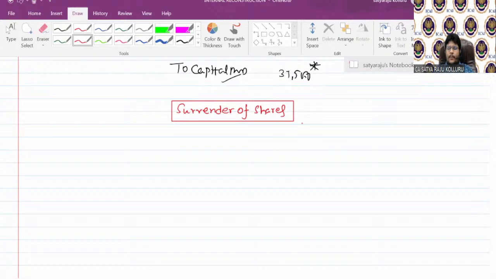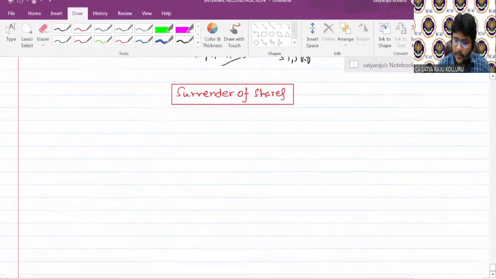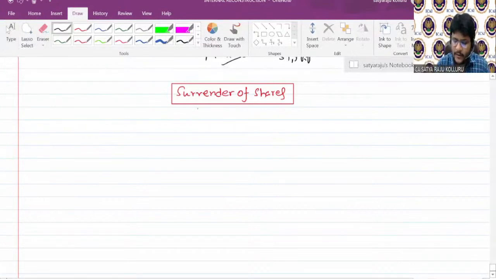Sir, you know the concept of, what I mean, if at any point of time the company makes a call and the shareholder is unable to repay such amount, then the company has to forfeit such shares, right? First, just leave aside the surrender of shares. I'm talking about forfeiture of shares.